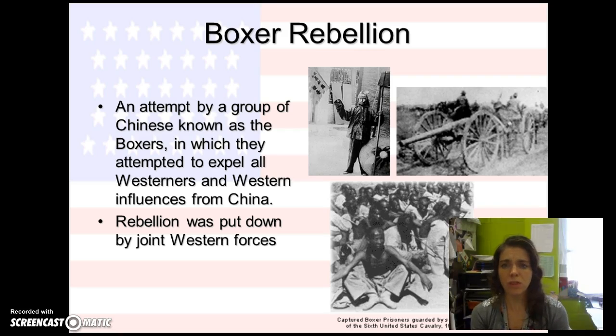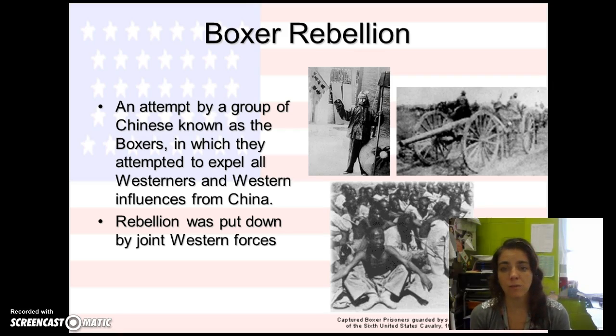The rebellion was very violent, actually, and they went through and killed anybody who supported Western influence or was from the West. And the Americans and the Europeans did not want to put up with this, so they joined together, went over there, and put the rebellion down.